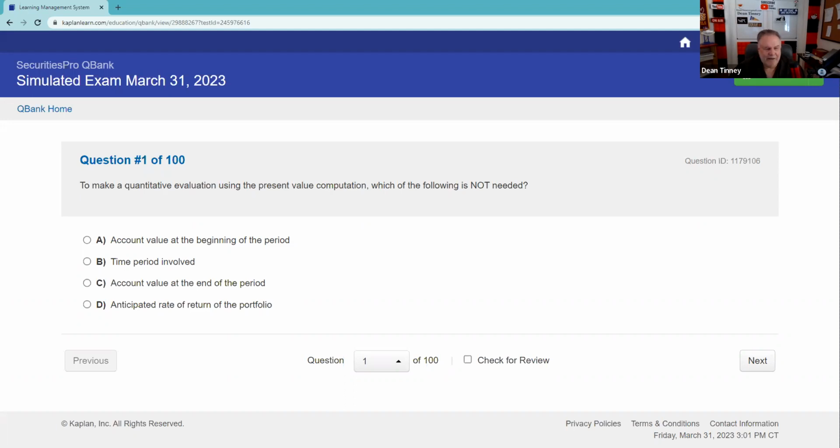To make a quantitative, that's a pivot word, evaluation using the present value computation, which of the following is not needed? Account value at the beginning of the period, time period involved, account value at the end of the period, rate of return of the portfolio. So present value computation. We need to find out what's going to be at the end. If I remember correctly, we do need a time frame and we want return. I'm going to say A, account value at the beginning of the period.